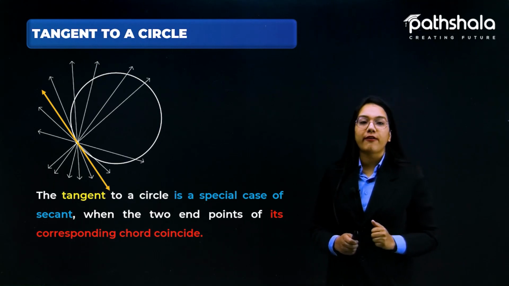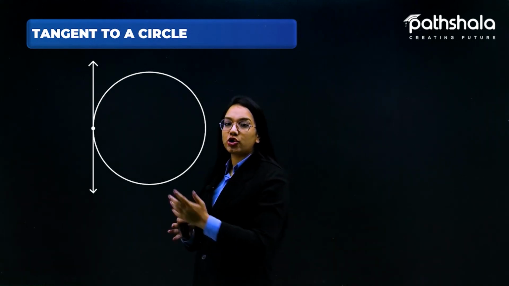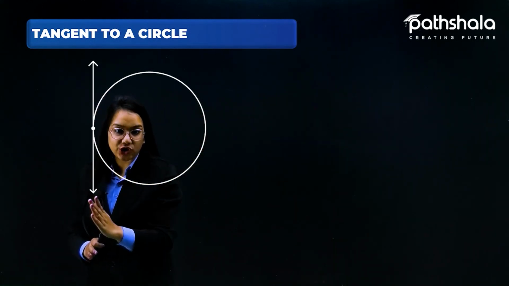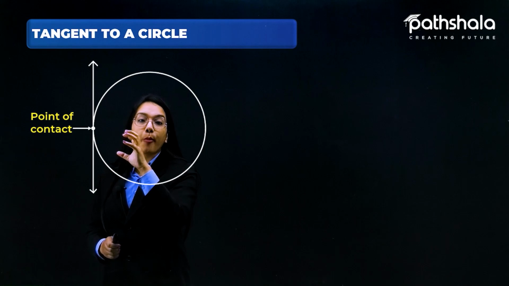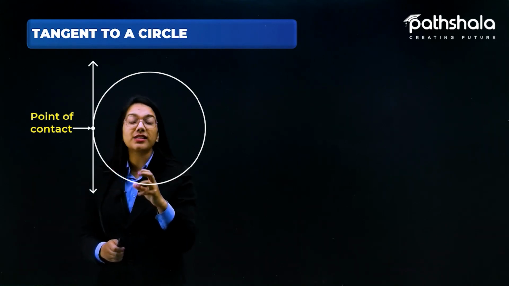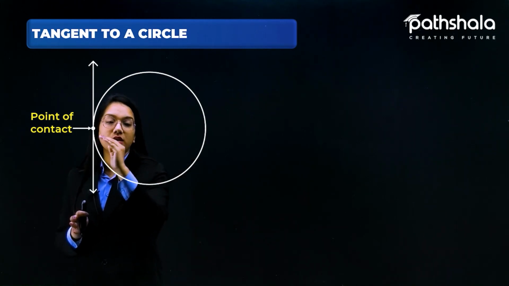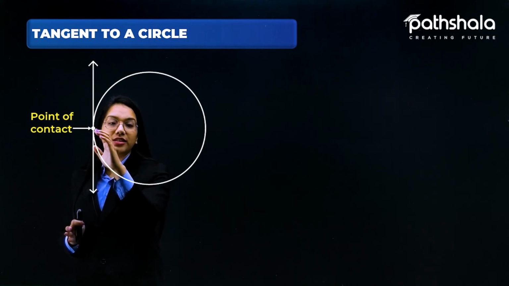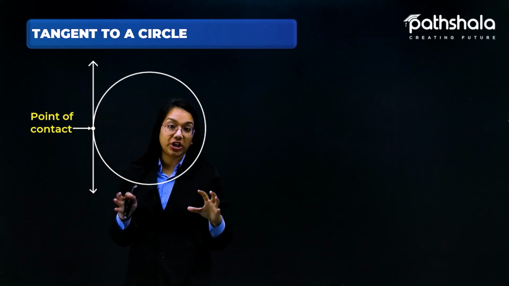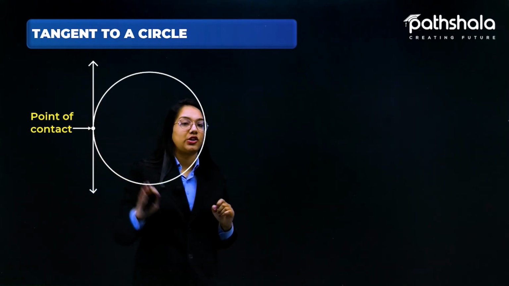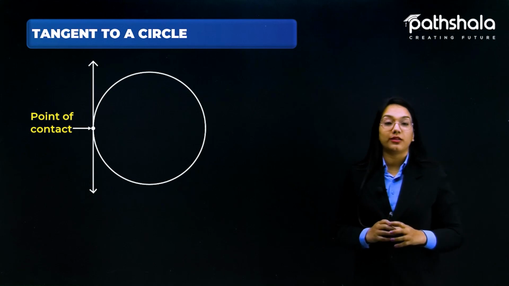Now let us concentrate on the tangent again. For this circle, if I take this particular point, I can draw this tangent. This point is called the point of contact, where the tangent touches the circle at this one point. We always call this point of intersection the point of contact. So this is all about the tangent to a circle.